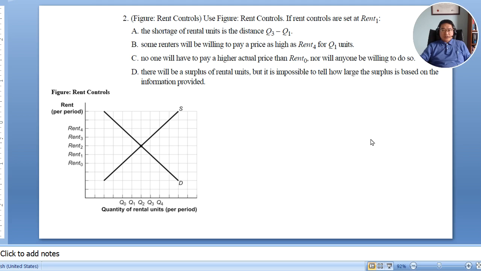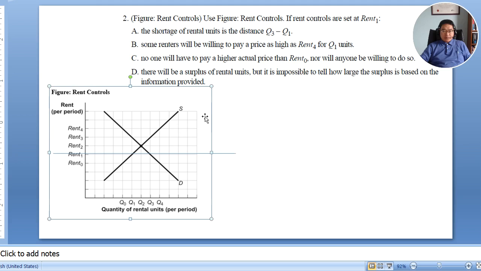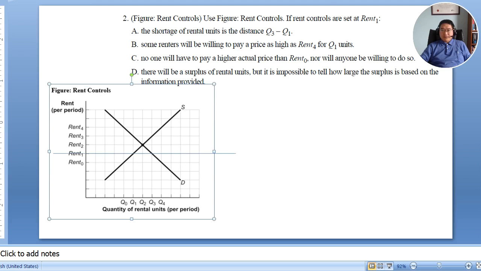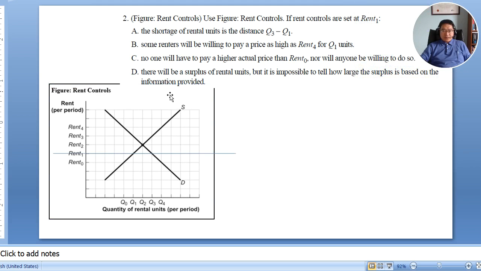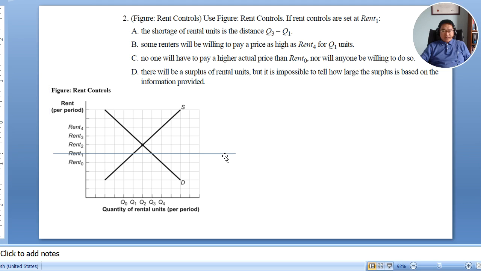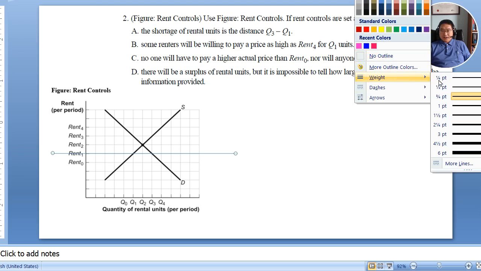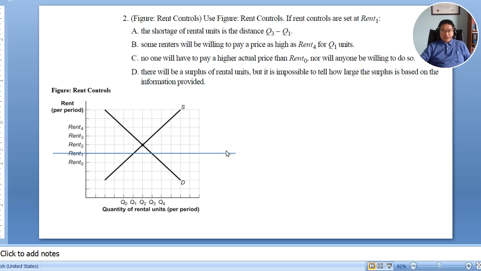Let's look at question 2. Still this figure. If rent control is set at rent 1, again, let me mark where rent 1 is. Make this one a little bit bigger. Okay, we are right there at rent 1. Now, what can happen? What I want is this line to become more visible. Okay, this is my price ceiling. So, what's going to happen?